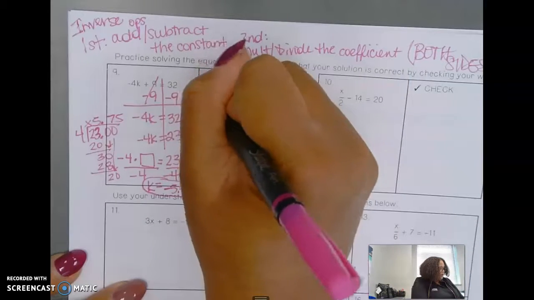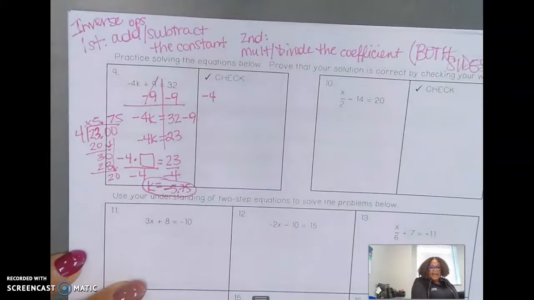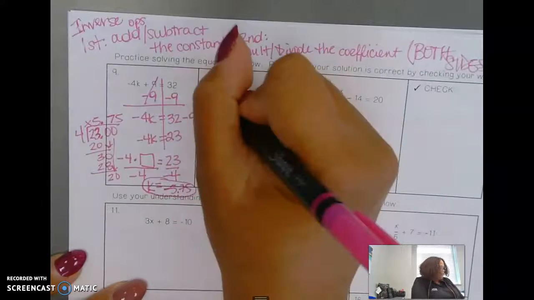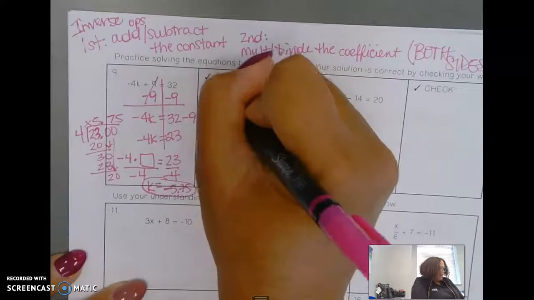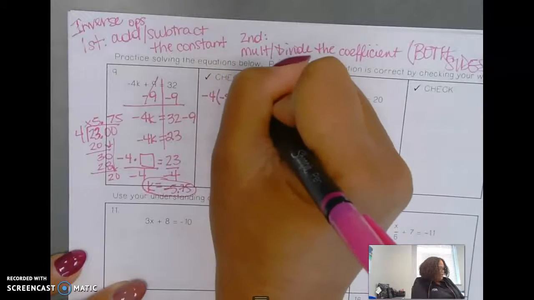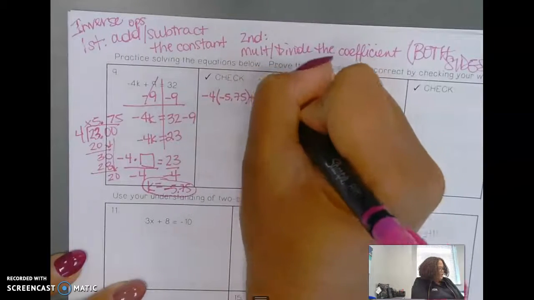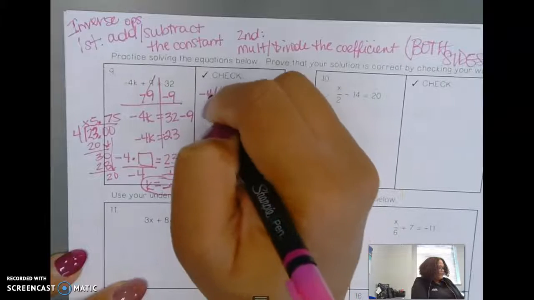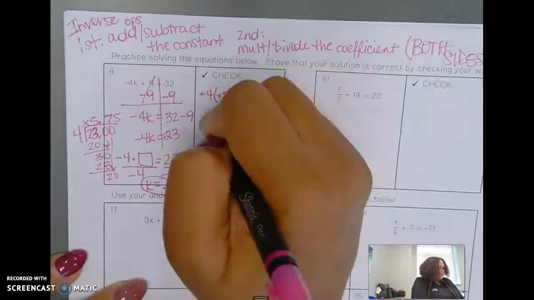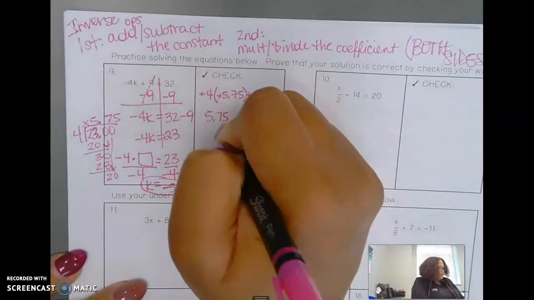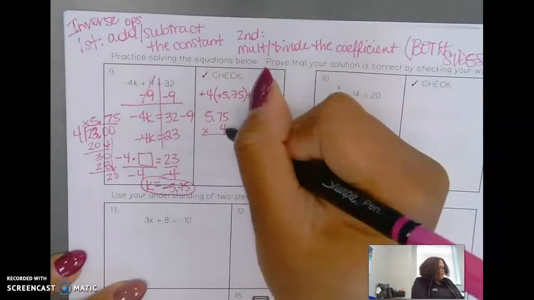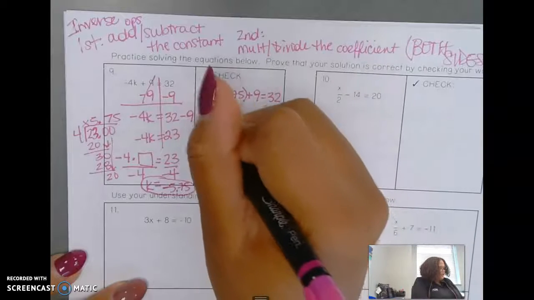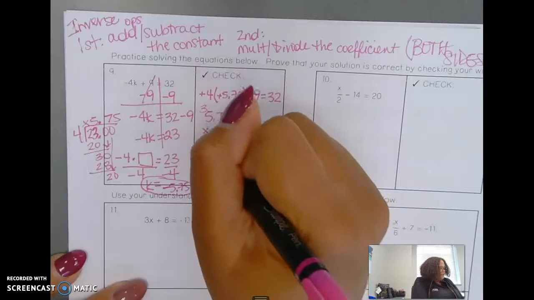I'm going to take out k, and I'm going to put in -5 3/4. -4 times -5 3/4 plus 9 equals 32. Let's check to see if this is true. This is a negative times a negative, which means I'm going to end up getting a positive. 5 3/4 times 4. 4 times 5 is 20. 4 times 3/4 is 3, so 20 plus 3 is 23.